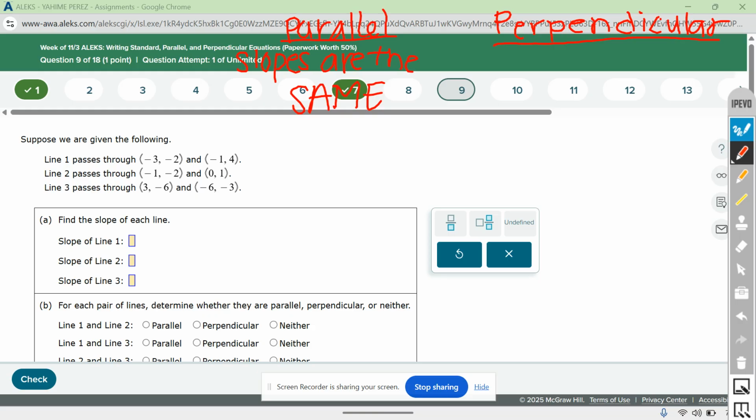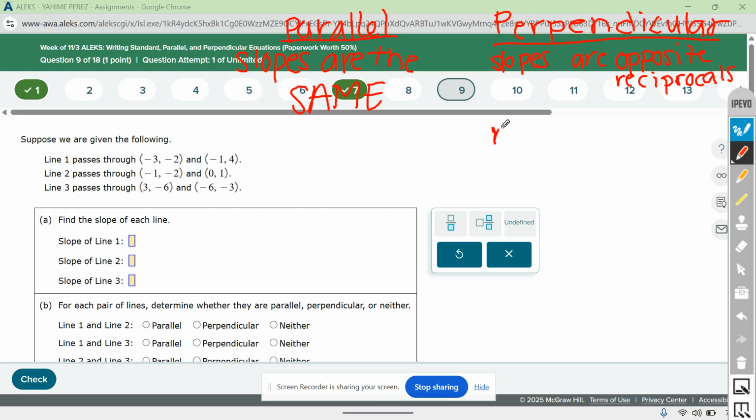Okay, and the reason why they make a right angle, or the reason why they're perpendicular, is because their slopes are exact opposites. And they're opposite reciprocals. And what do I mean by that?